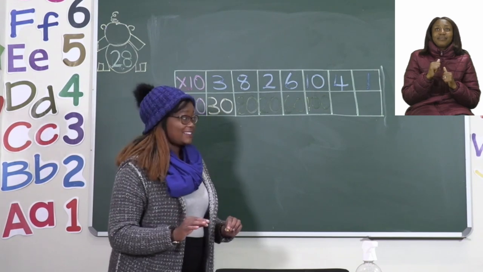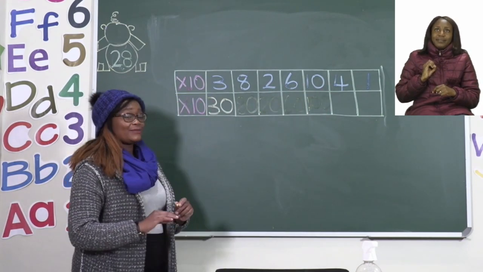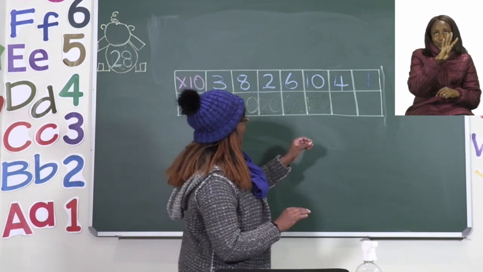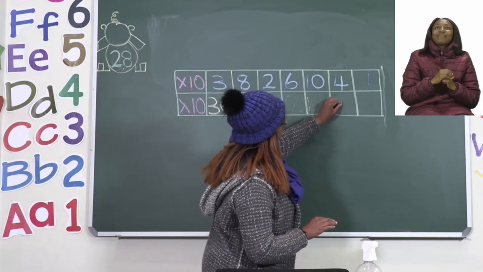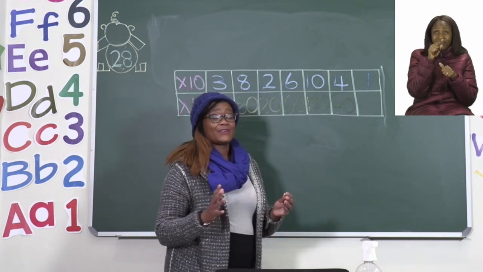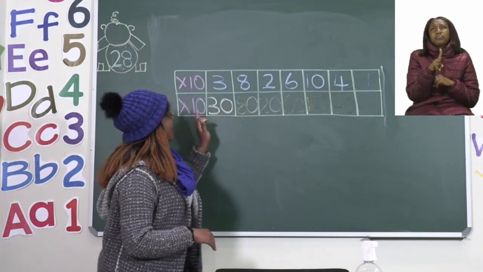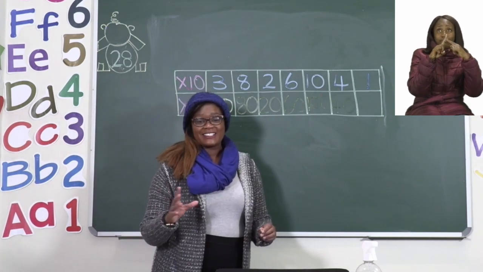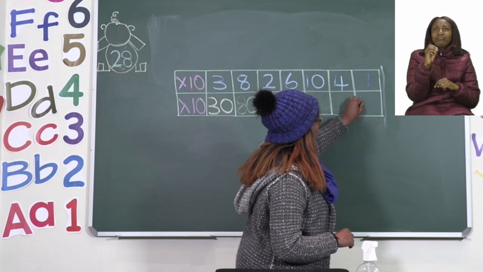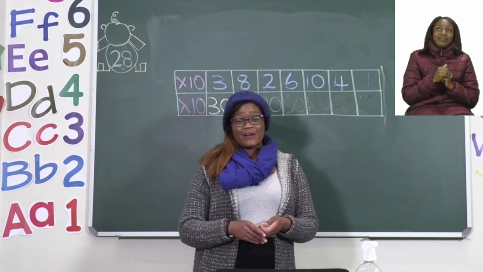The next one says 4 times 10. And 4 times 10 is 40. Remember, these are our decade numbers, so they're going to be very easy for us to do. The last one says 1 times 10, and 1 times 10 is 10. You can complete the rest by yourself.